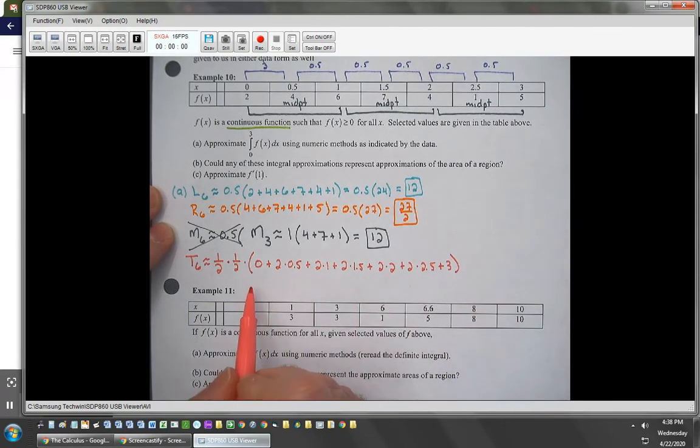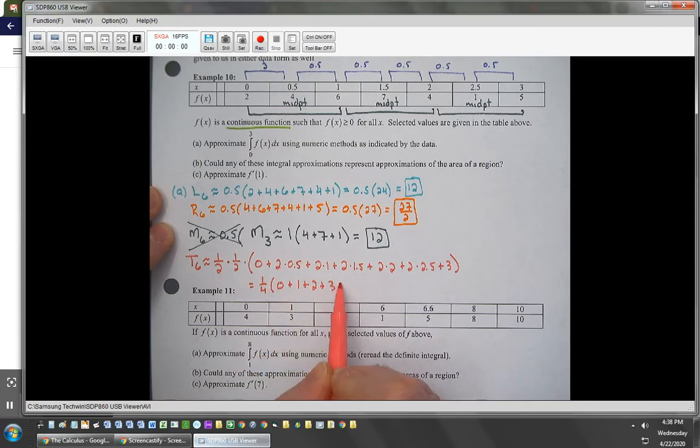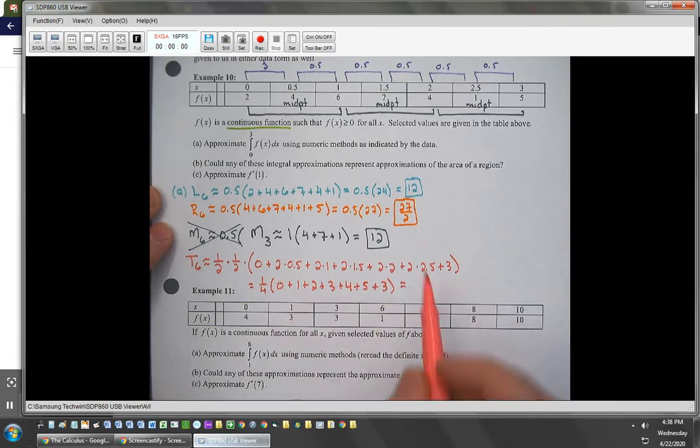All right, so what does this look like cleaned up? So that's a quarter times this 0 plus 1 plus 2 plus 3. Oh, that's fun. Plus 5 plus, oh, that's sad. So what do we have here? That's 5, that's 8, that's 10, that's 14, that's 18, 18 fourths.